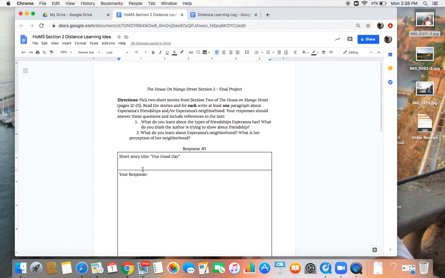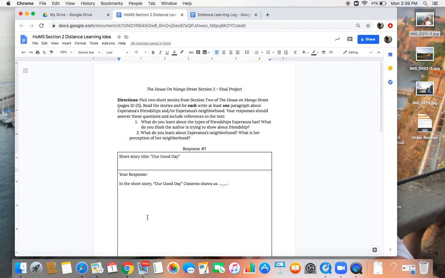You could start with something like this: In the short story "Our Good Day," Cisneros shows us... And you're going to start talking about what she shows about friendship. Cisneros shows through the character of Esperanza. So you're going to use something like that to discuss the story.